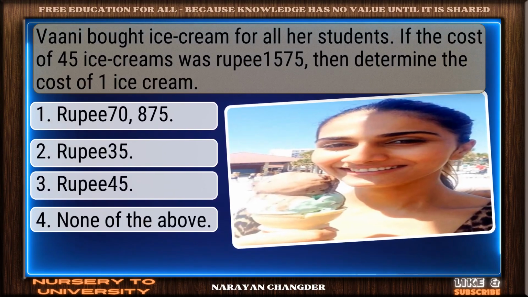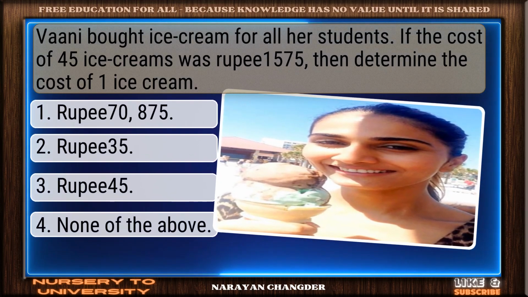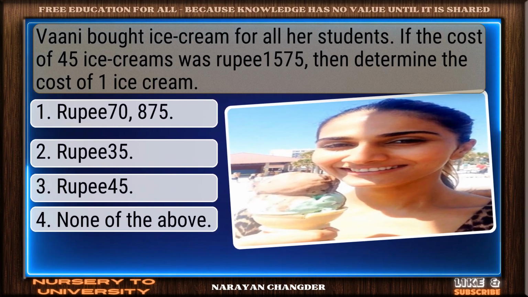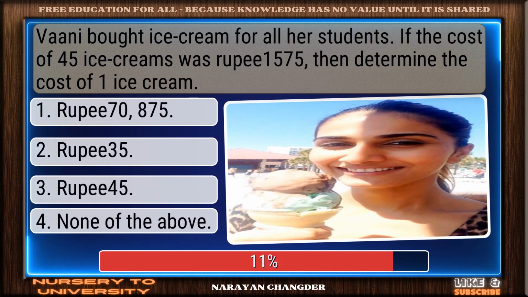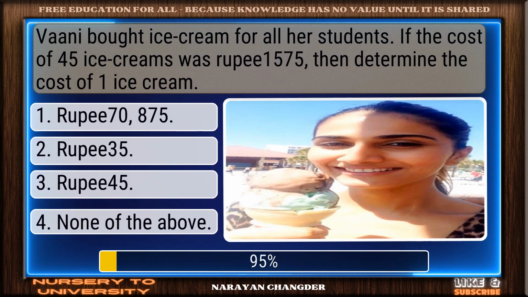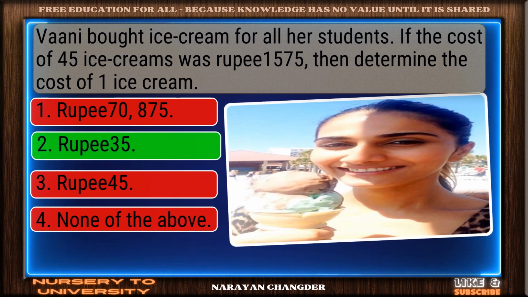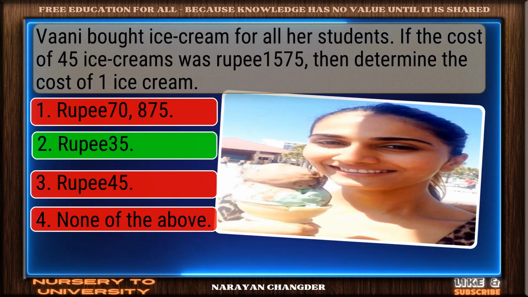Vani bought ice cream for all her students. If the cost of 45 ice creams was rupee 1575, then determine the cost of 1 ice cream. Sharp thinking. Rupee 35 is the right choice.